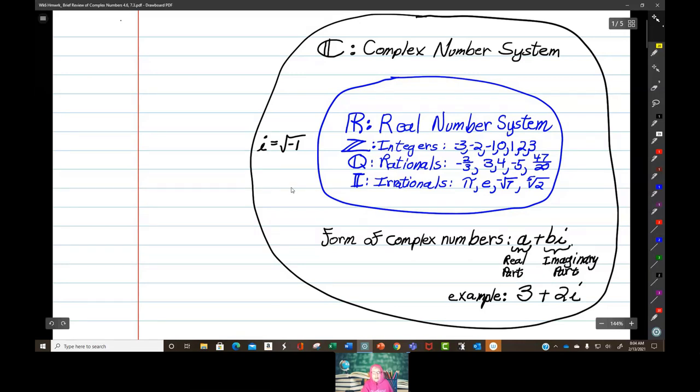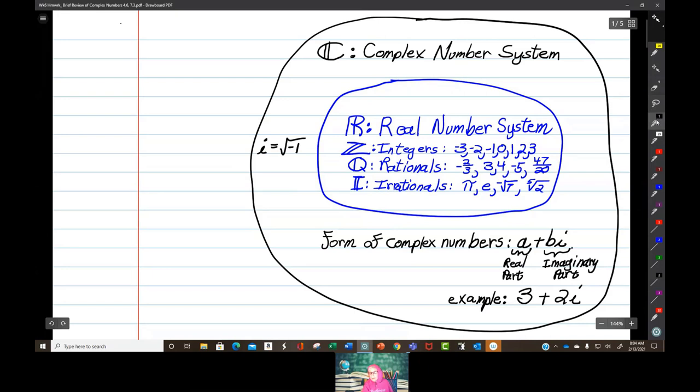But one thing that cannot be found on the X and Y axis is this little guy right here. You know that when you put the square root of negative one into your calculator, you get an error message. In fact, the error message says not a real number. Well, the real numbers are here in the real number system. This number is outside, in the complex number system.